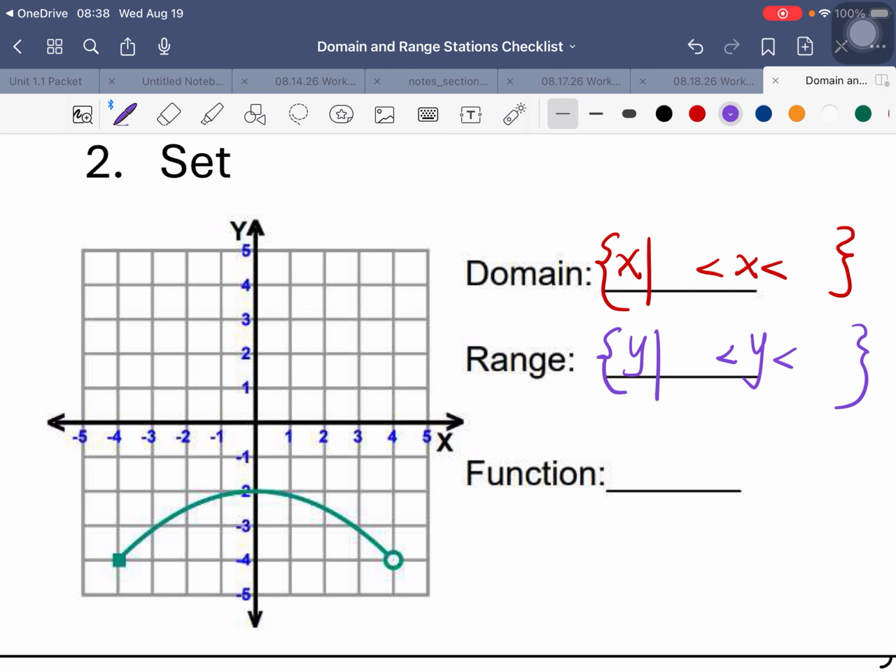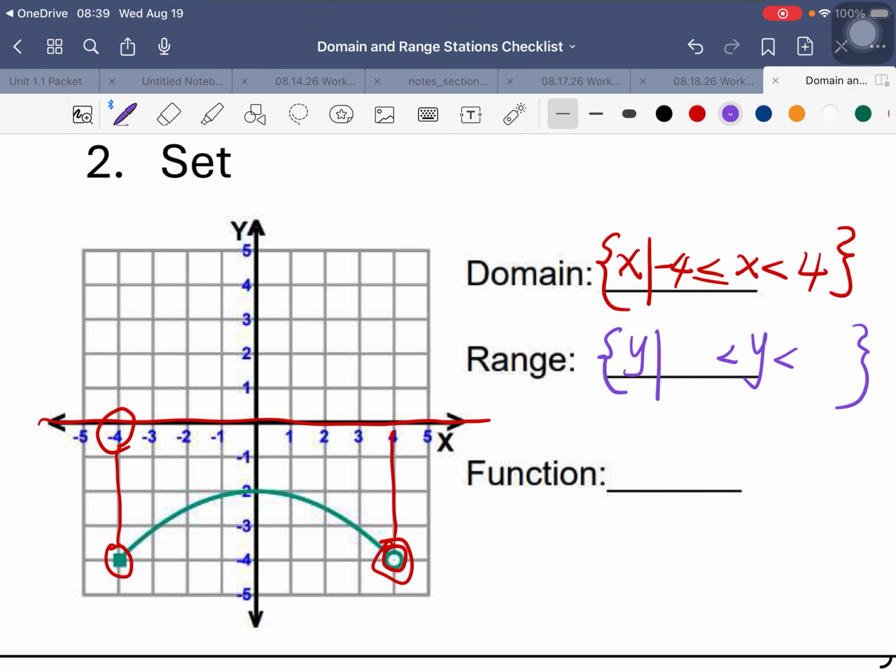Okay, now let's look at the graph. Again, domain, we look at the x-axis, from the most left to the most right. The most left point, when we touch the x-axis, is at -4. It is a closed circle, so I have to put an equal sign. The most right point is at +4. It's an open circle. I just leave it like that.